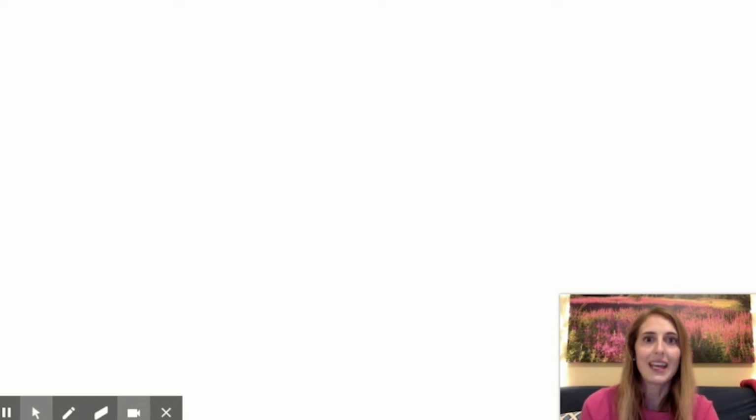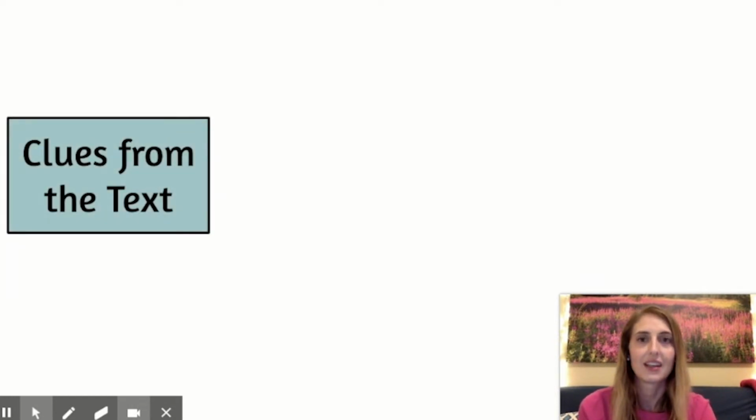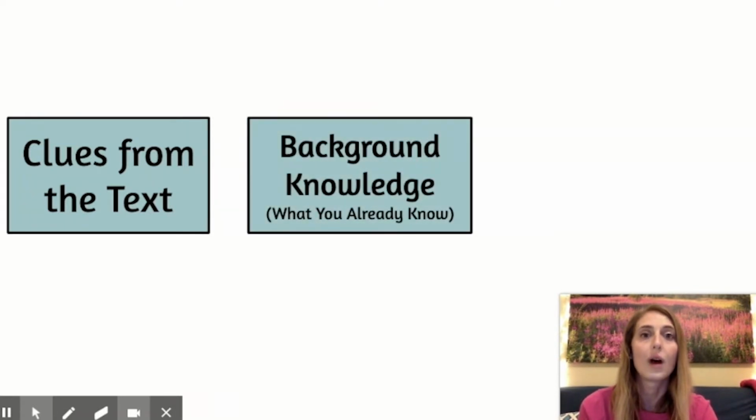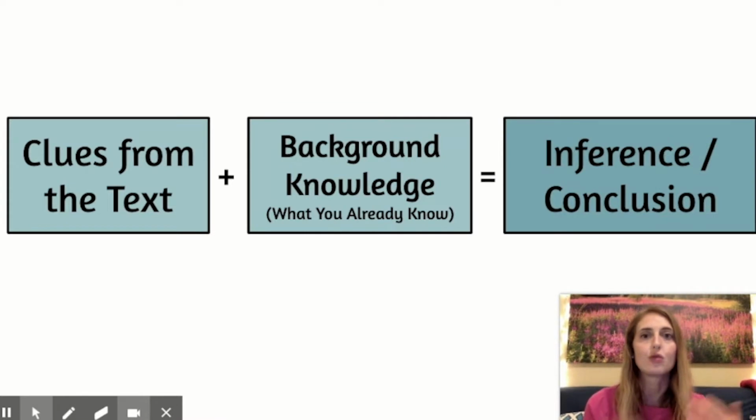As a reader, you take the clues that the author gives and your background knowledge, or what information you already know. When you put those together, you can make an inference, or sometimes we say draw a conclusion. These two things are slightly different, but we don't need to get into that today. Remember, not all of the information in a story is directly stated. Sometimes we, as readers, must make inferences by using those clues, those details in the text to understand the indirect language that is being used.